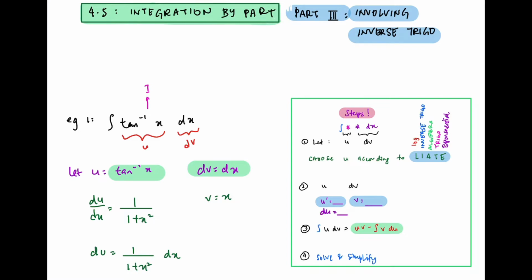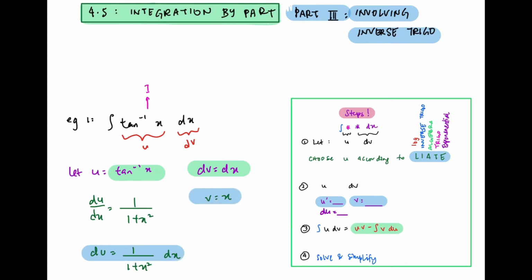From u here, which is inverse tangent x, let's differentiate this. du over dx is just 1 over 1 plus x squared. And let's find du, which is just cross multiply this. Therefore, du is equal to 1 over 1 plus x squared dx. And let's look at our dv equal to dx. Let's integrate this. v is equal to x. So now we have finished finding du and also finding v.